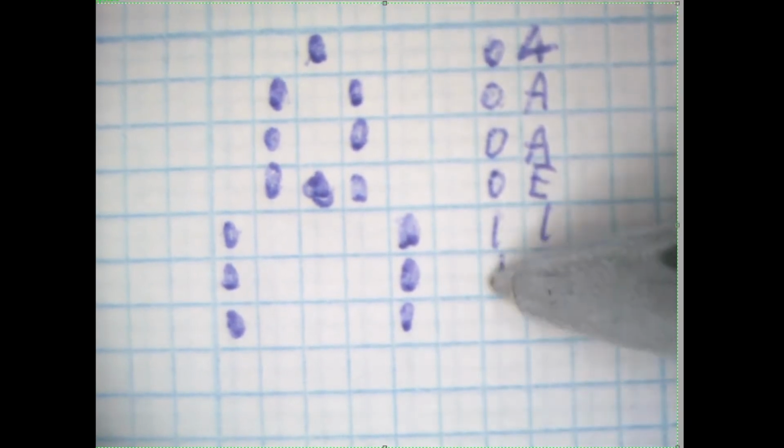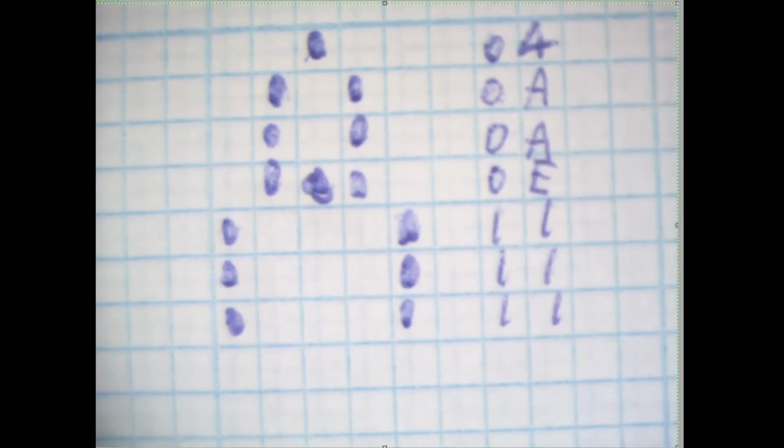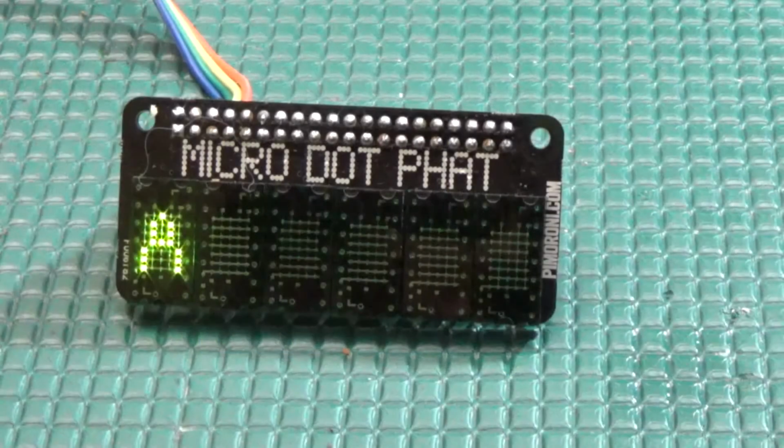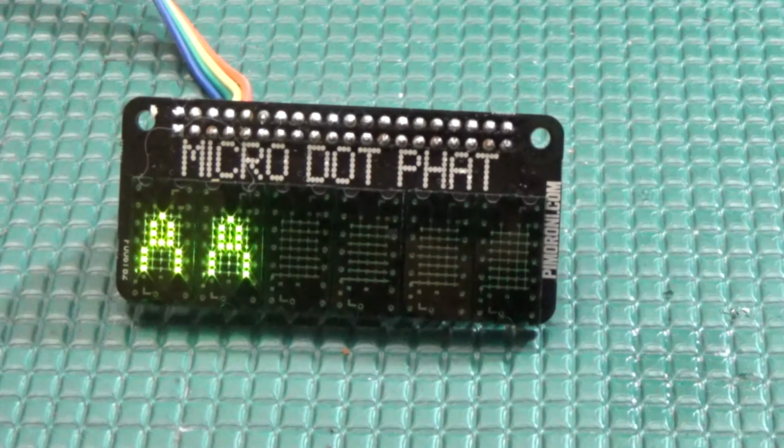Now to write A on matrix 1 is a little bit different. Looking at the A again, the bytes now only have 5 bits displayed. The start address for the matrix is 01, so starting there, I need to write 04, 0A, 0A, 0E, 11, 11, and 11. Send the update command, and awesome.